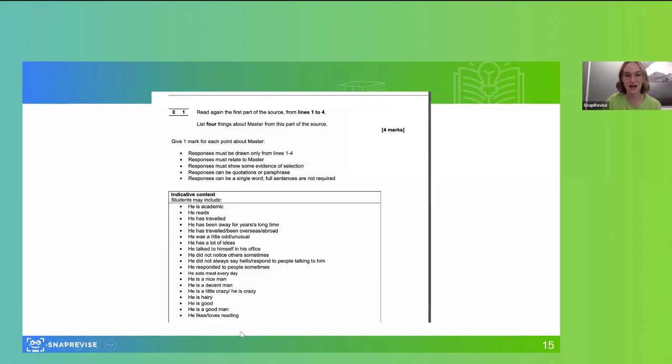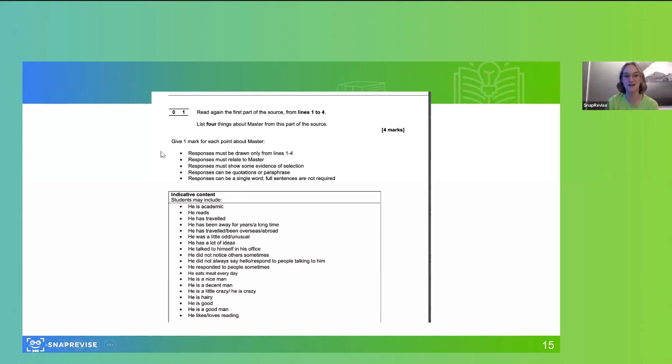So let's have a look at what the marking scheme says. Again, it tells you it must be something that relates to the master. And then it lists everything, so a lot of stuff that we've seen already from what you have written. So the master is an academic. He reads, he has traveled. He is a little bit odd. He talks to himself. He is a little bit crazy. Lots of people picked up on the fact that he was a little bit crazy. He responded to people sometimes. He eats meat every day. That was another one. And yes, he likes and loves reading.